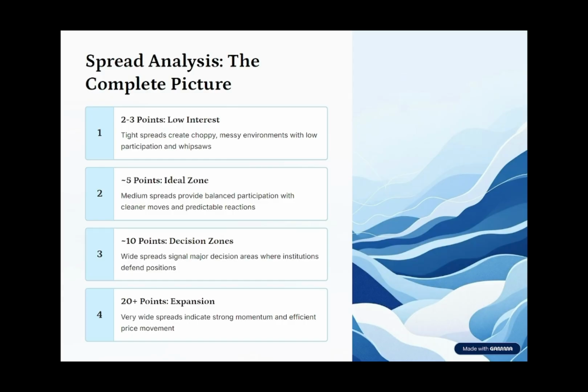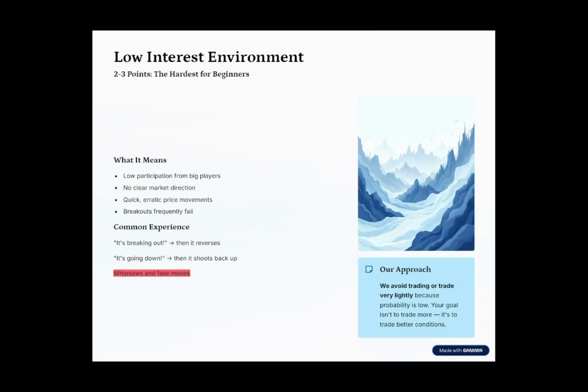Let's look at each one of these individually. Here's a low interest environment. This is the spread of 2 to 3 between levels. It's usually the hardest to trade for beginners. Here you'll have low institutional participation. There really is no clear market direction.